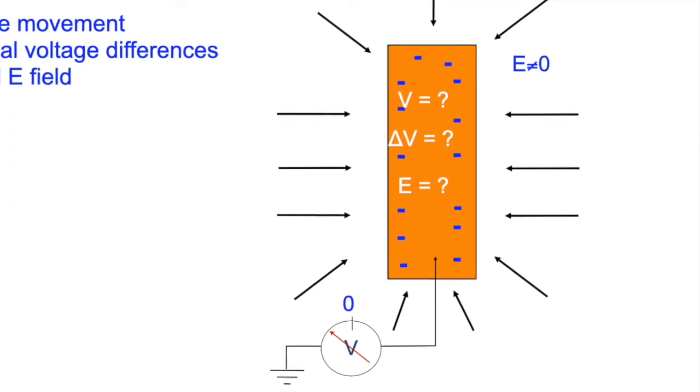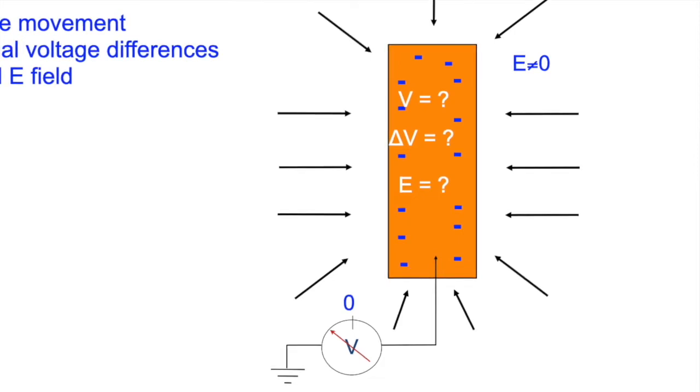So there's a block here, this orange block. That's, let's pretend, a perfect conductor. So there are charges. You can see there's some negative charges. They might be electrons. They might be negatively charged ions. It doesn't matter. They are free to move around. And that's an important feature here.